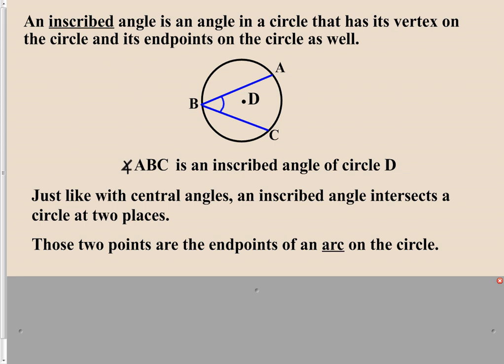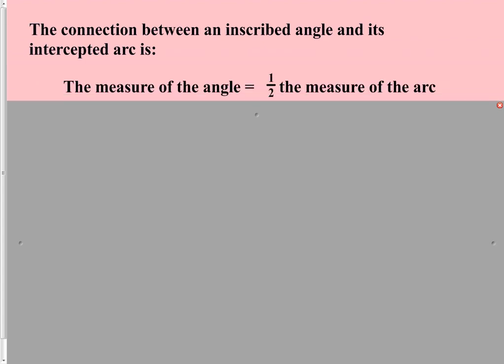Now, just like before, there is a relationship between the angle measurement of an inscribed angle and its intercepted arc. The relationship between those two is not that they are equal like the central angles were. This time the relationship is that the measure of the angle is going to be exactly half of the measure of the arc. Or if you want to reverse that thinking, the measure of the arc is always going to be twice as big as the measure of the angle.